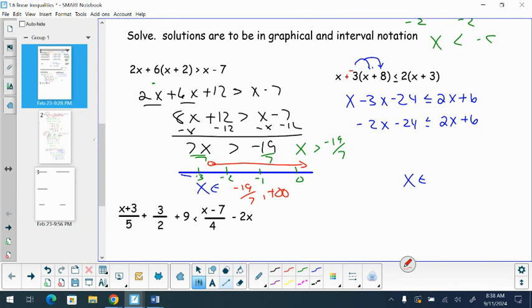Okay, do I have a parenthesis at negative 19/7 or do I have a bracket there? Sammy? Parenthesis, because I have an open dot. So I have a parenthesis here and a parenthesis here. Okay, second one, go ahead and finish solving it. If you haven't already.